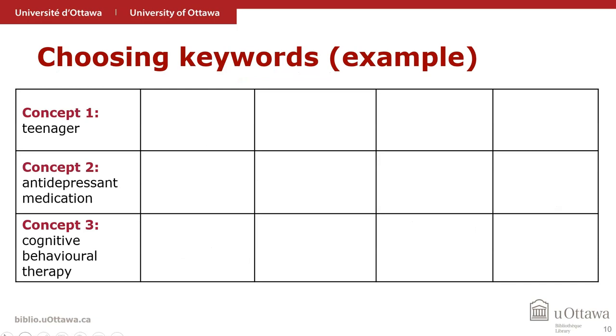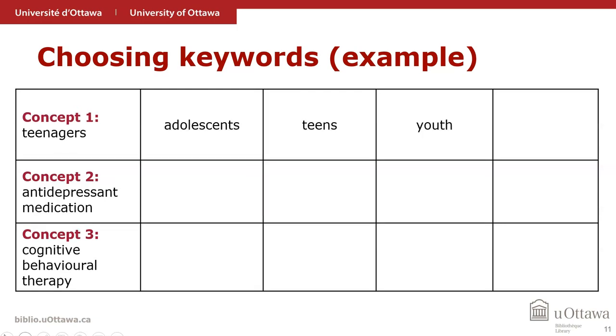Now let's go back to our example. In this table, I've listed each of my main concepts in the column on the left. Then, for each concept, I'll list all of the possible synonyms and variations of my keywords in each row. For my first concept, I want to search for results containing the keyword adolescent, adolescents, teens, or youth.